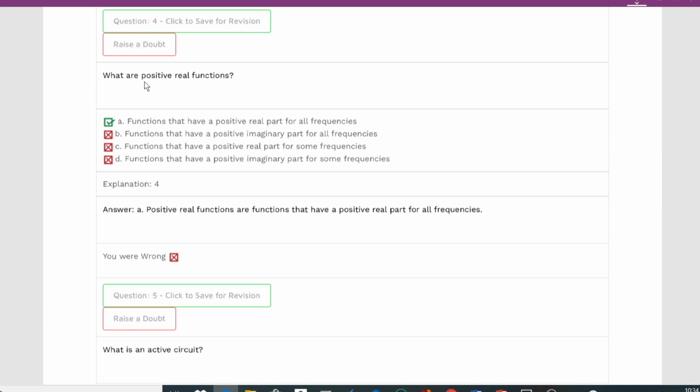And what are positive real functions? Here the positive real function is the function that has a positive real part for all the frequencies. So this is a question from network theory. Here is the explanation: positive real functions are functions that have a positive real part for all the frequencies. So here option A is correct.